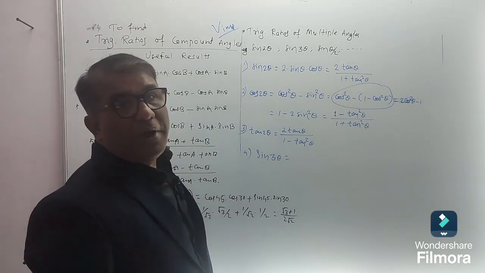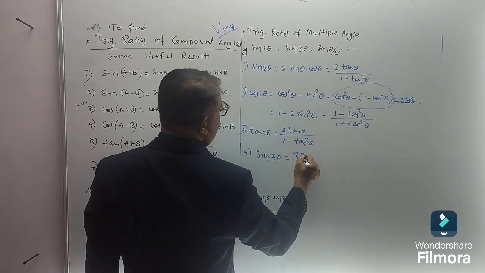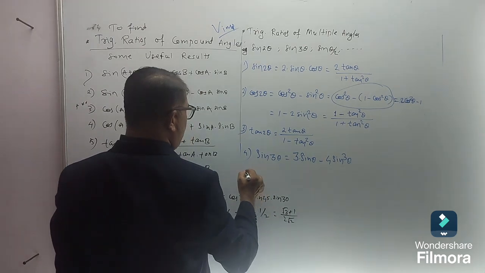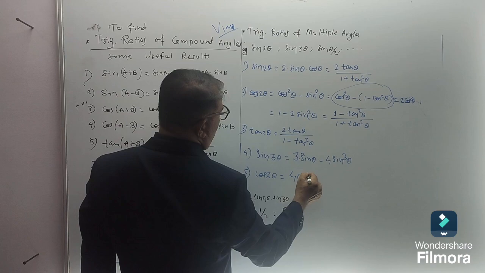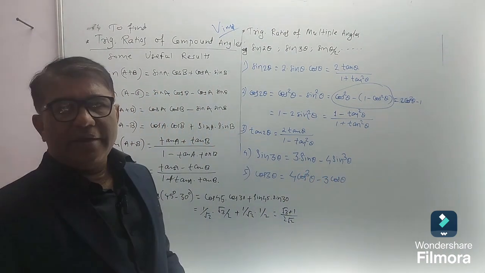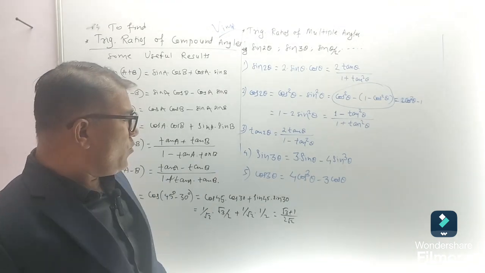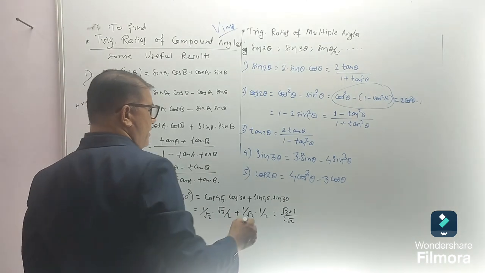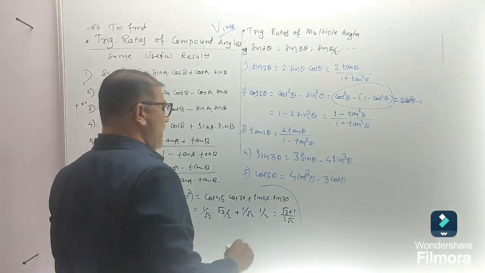Sin 3 theta, by taking sin of 2 theta plus theta, it is 3 sin theta minus 4 sin cube theta. Cos 3 theta is 4 cos cube theta minus 3 cos theta. I am going to give you a derivation also for tan 3 theta. Let us check. Only one example we are doing here. Tan 3 theta.